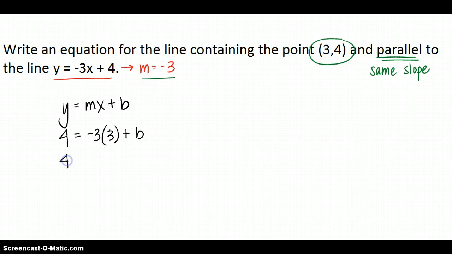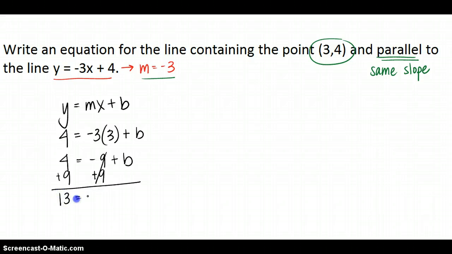Simplifying this equation, I get 4 equals -9 plus b. We need to move the -9 off of the right-hand side by adding it to both sides. And when you add 4 plus 9, you get 13. So now we have our slope is -3, our y-intercept is 13, and we put them together to write our final equation: y equals -3x plus 13.